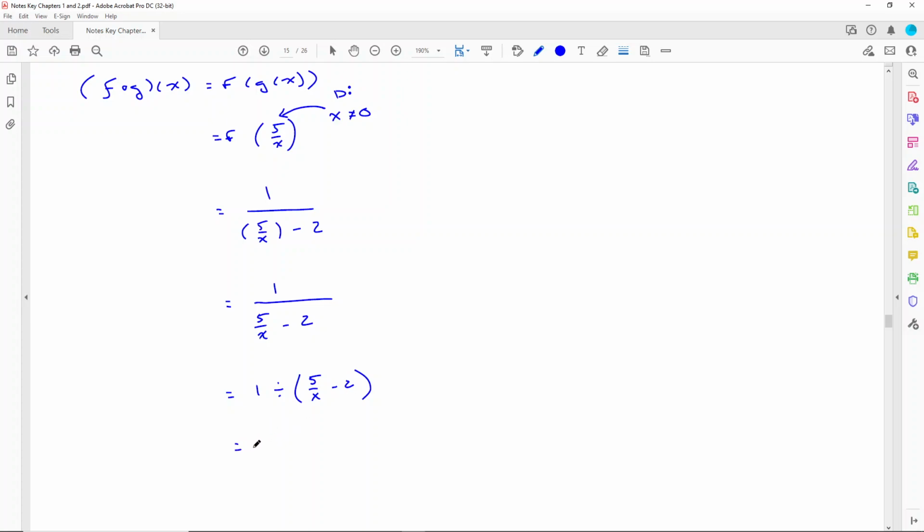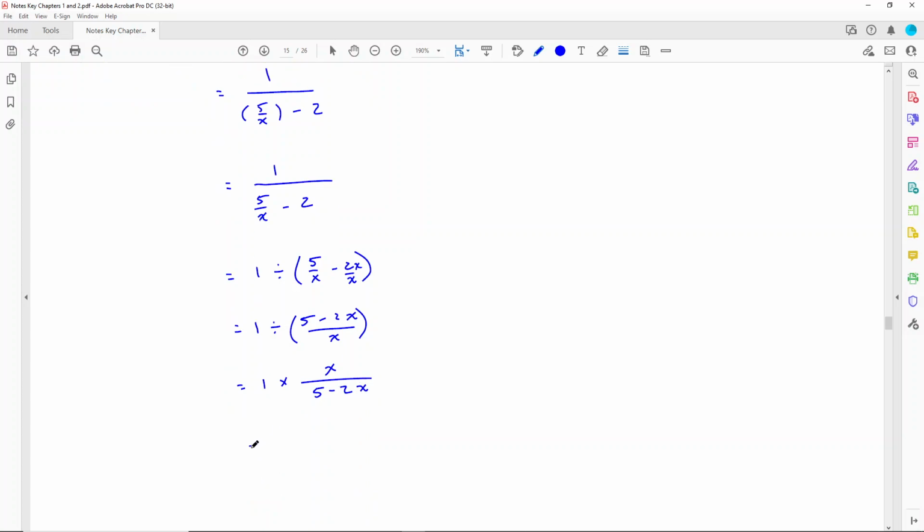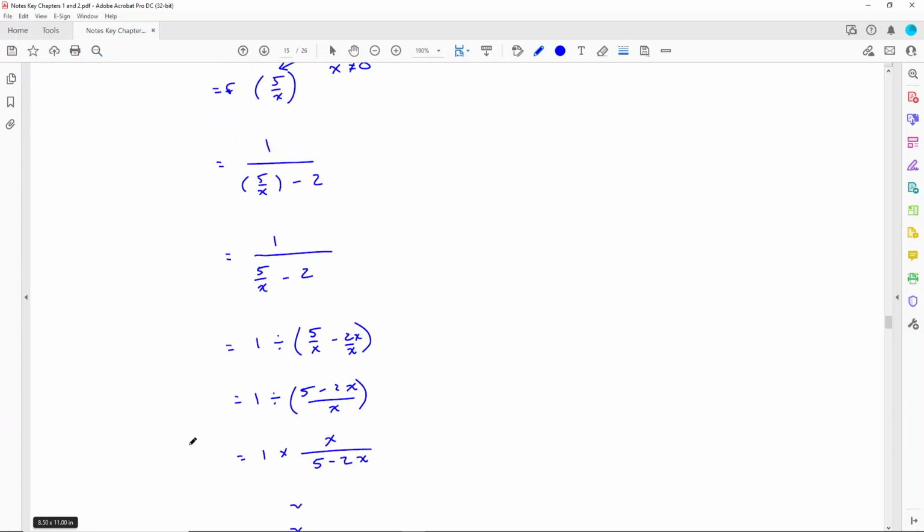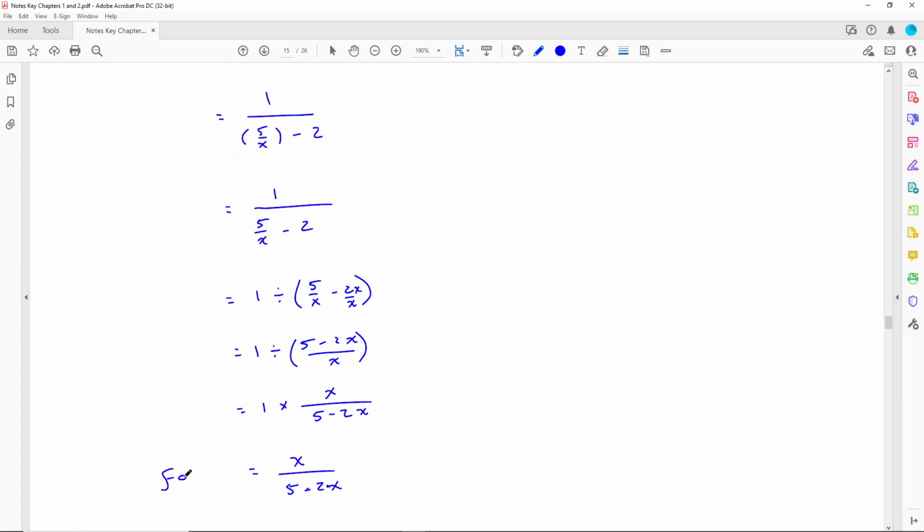So the first thing I have to do is create a common denominator. So I'm going to give this guy a denominator of x by multiplying by x over x, and I get 5 minus 2x all over x. Now I have a single fraction that I can flip, so I'm going to change it to multiplication and say this is 1 times x over 5 minus 2x, and then I'm going to multiply. So that leaves me with x over 5 minus 2x, because anything times 1 doesn't change. Okay, this is my f of g. This is my f of g.